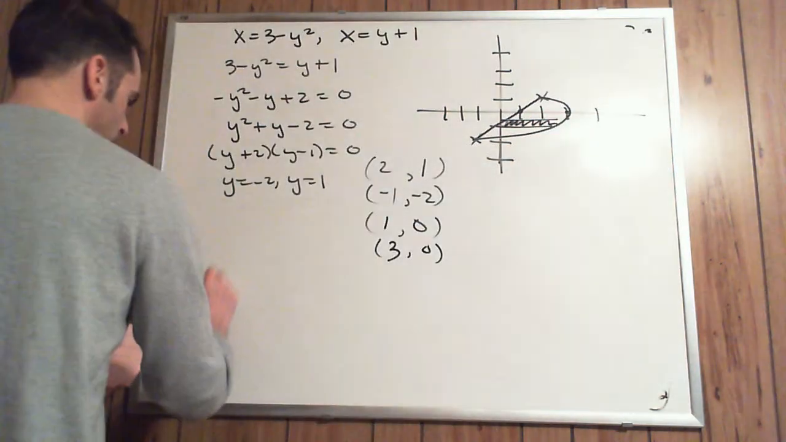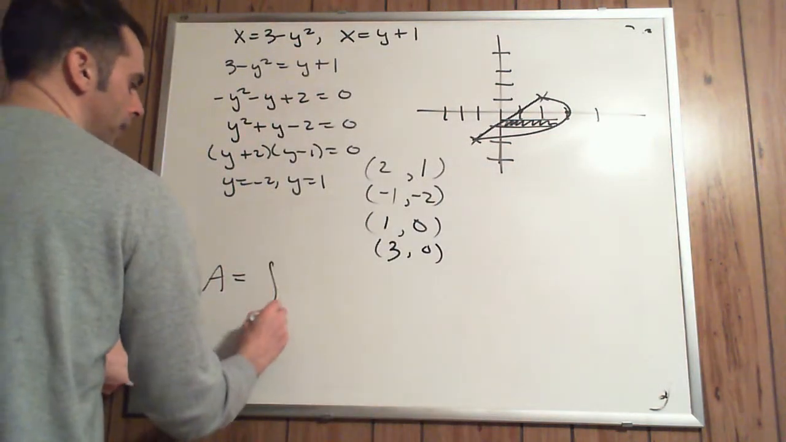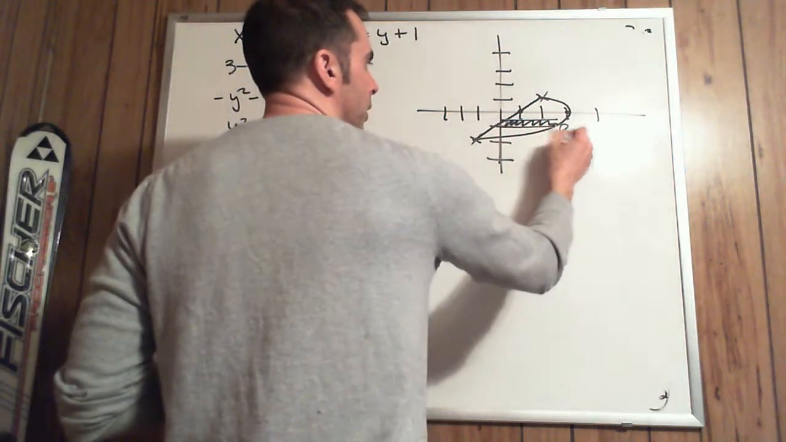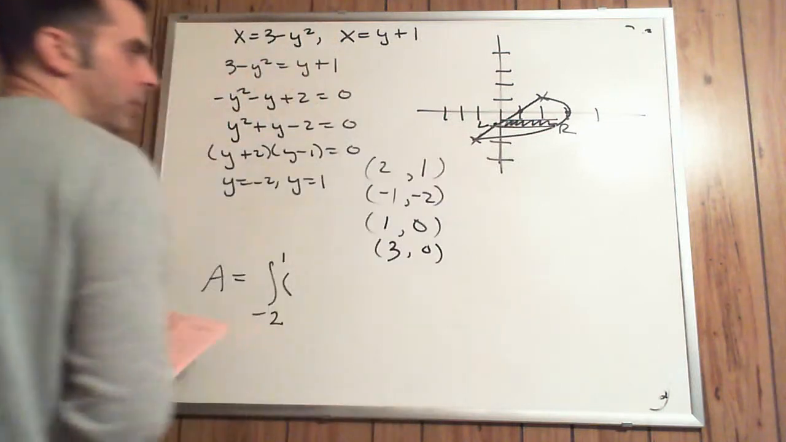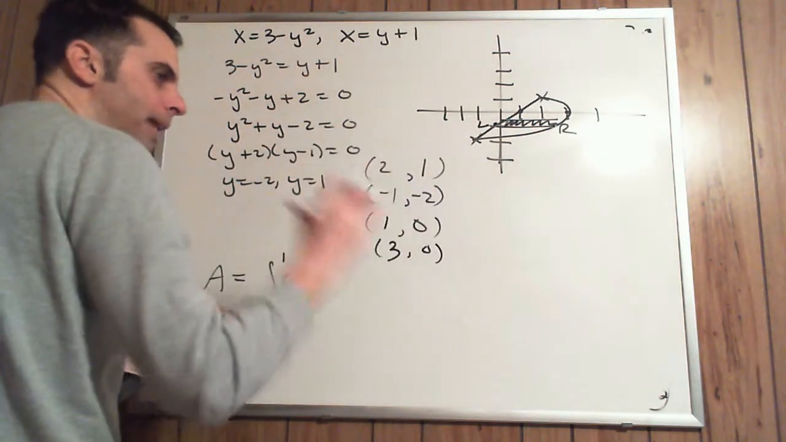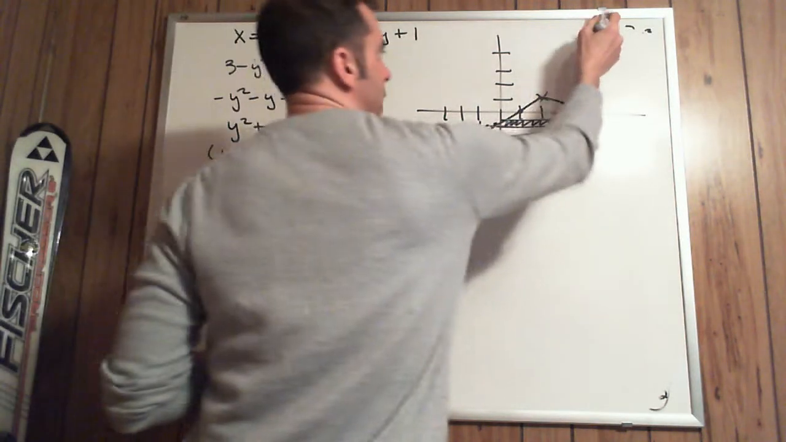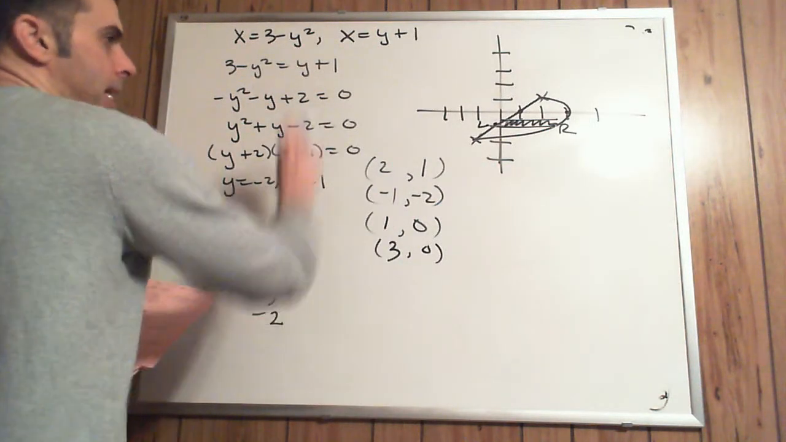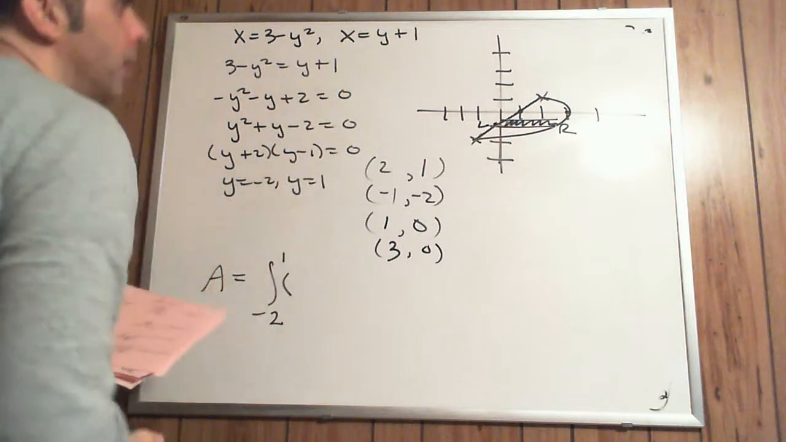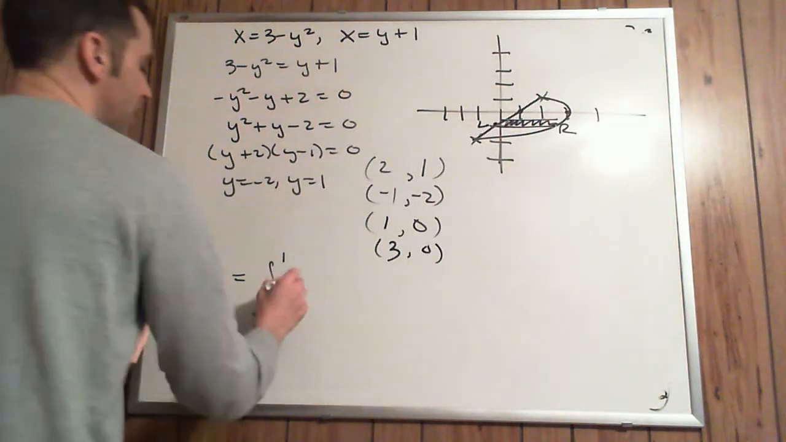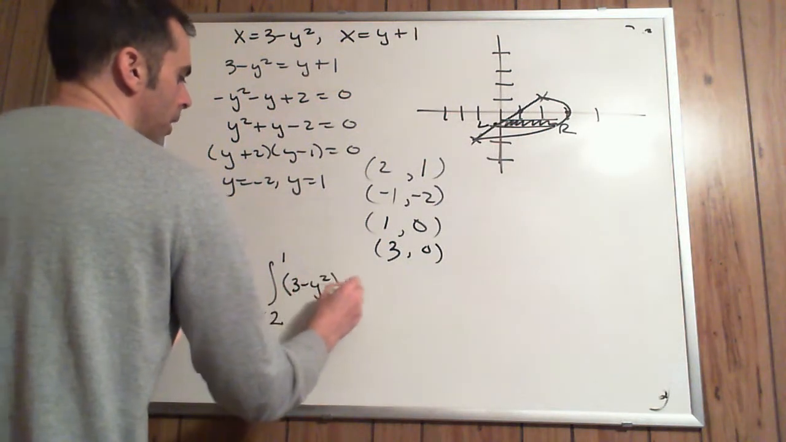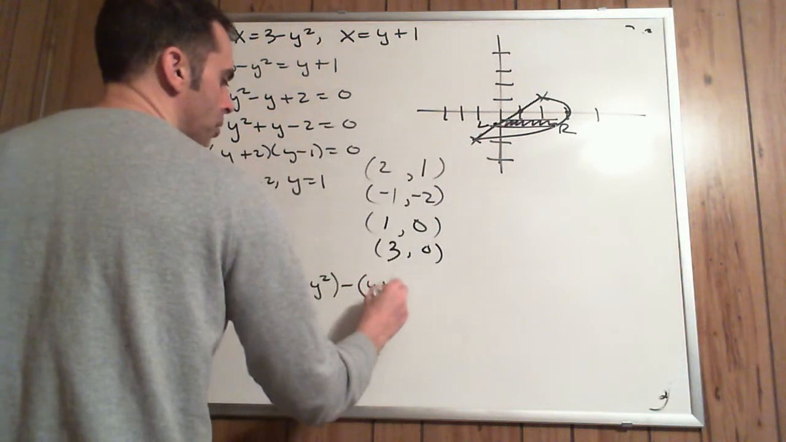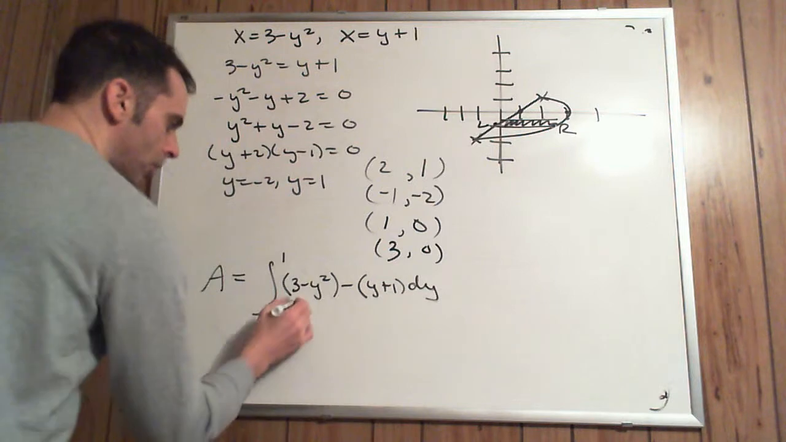So the area set up will go from negative 2 to 1 of the right function minus the left function. When it's sideways, it's right minus left. When the rectangle is vertical, and the limits of integration are in terms of x, it's top minus bottom. So on the right will be 3 minus y squared minus the one on the left, which is y plus 1 dy.